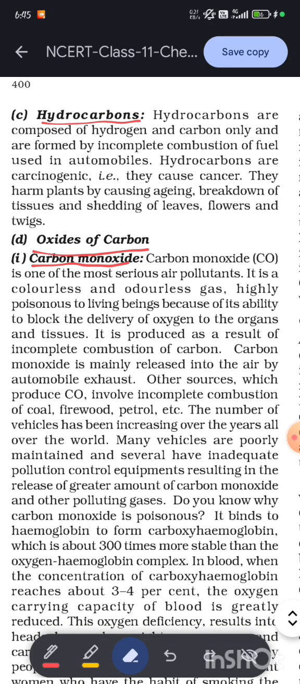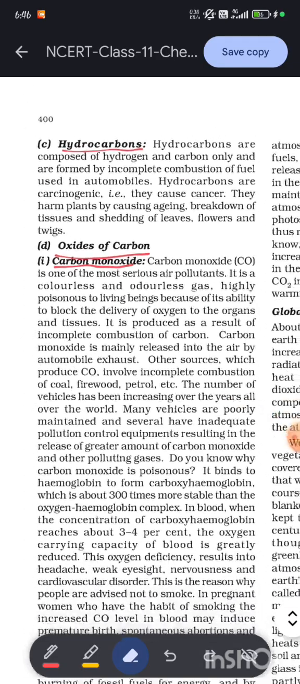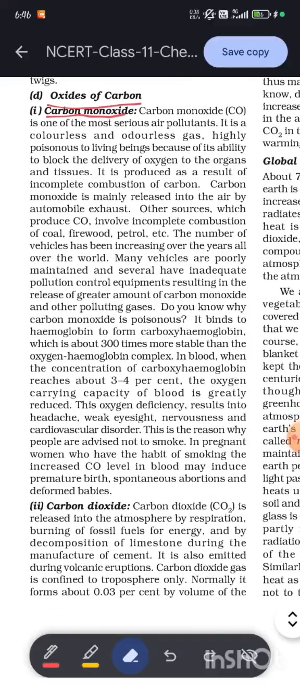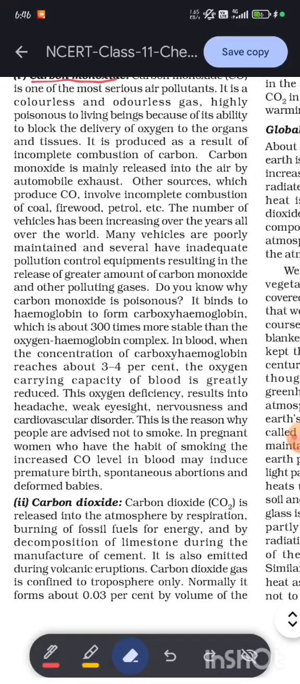Carbon monoxide, CO, is one of the most serious air pollutants. It is a colorless and odorless gas, highly poisonous to living beings because of its ability to block the delivery of oxygen to the organs and tissues. It is produced as a result of incomplete combustion of carbon. Carbon monoxide is mainly released into the air by automobile exhaust. Other sources which produce CO involve incomplete combustion of coal, firewood, petrol, etc.